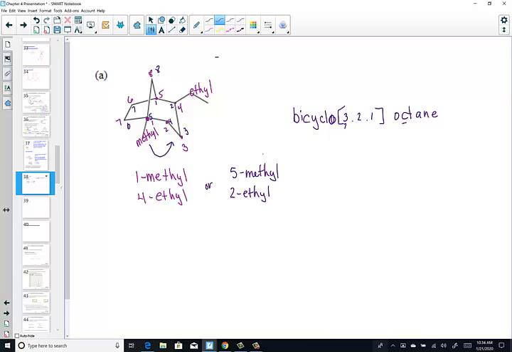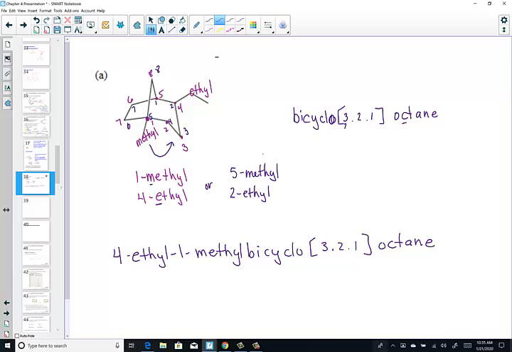And then we just alphabetize and we're going to put it all together. The alphabet says ethyl before methyl. So we write 4-ethyl-1-methyl bicyclo, brackets, 3.2.1, and finally the parent name, octane. These get long, don't they? They're not so tough. Let's try another practice.